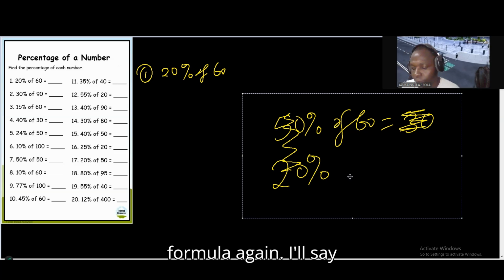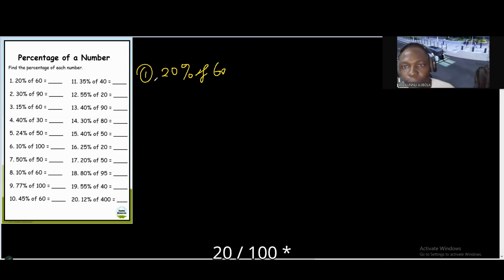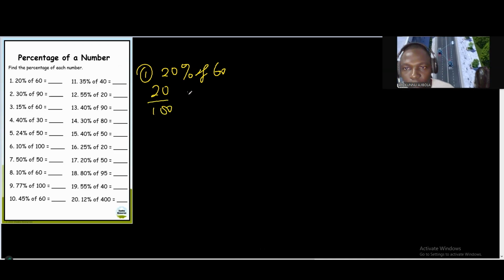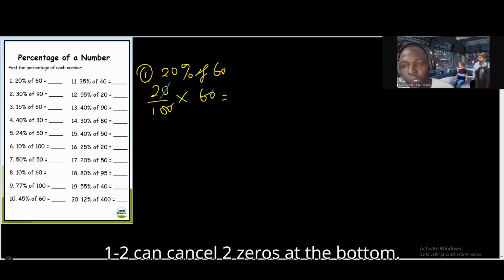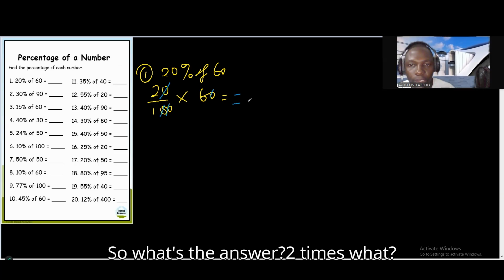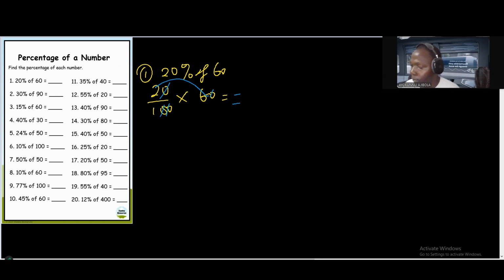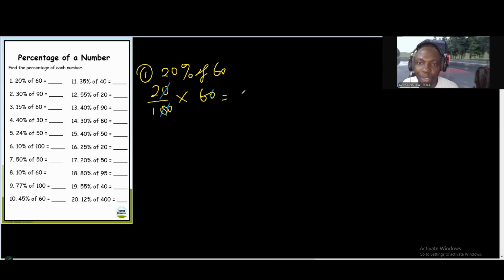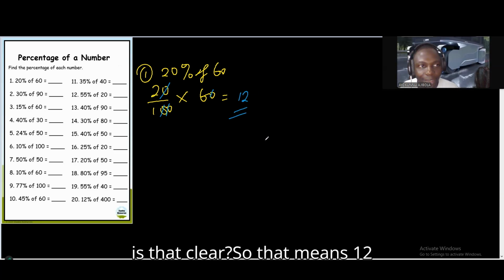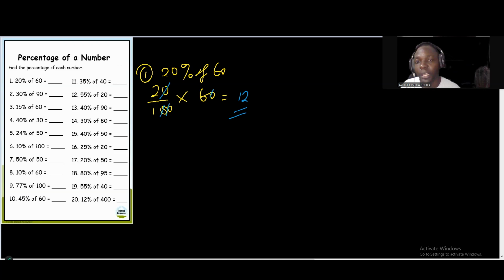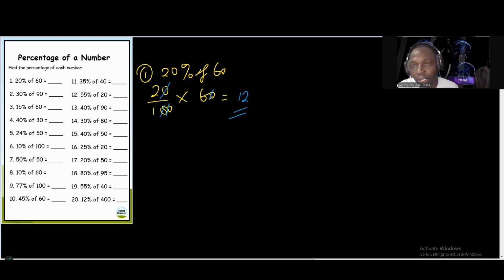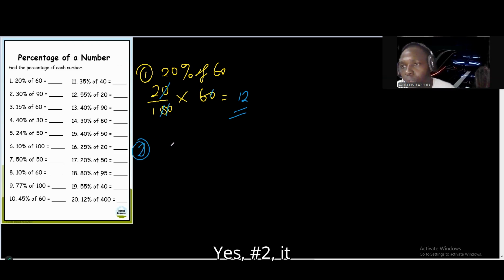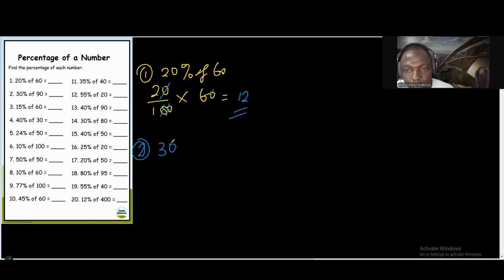So I'm going to use the same formula again. I'll say 20 over 100 times 60. I have two zeros at the top, one, two, can cancel two zeros at the bottom. So what's the answer? Two times what? Six. And that's what? 12. Is that clear? So that means 12 is 20% of 60. Or let's say 20% of 60 is 12.